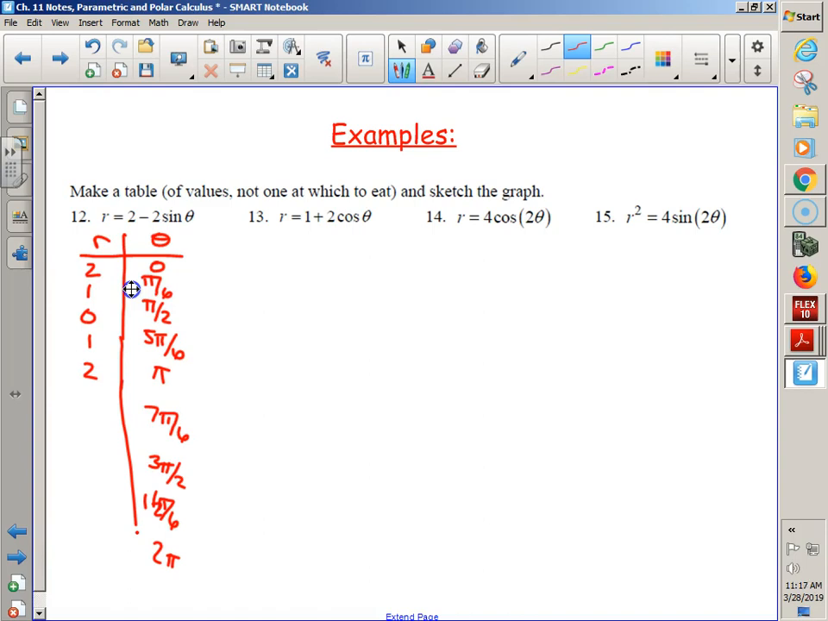Now all of a sudden the sine is -1/2, which would be minus a -1, which is 3. Now sine is -1, which will be 4. Sine is -1/2, which is 3. And then sine is back to 2.